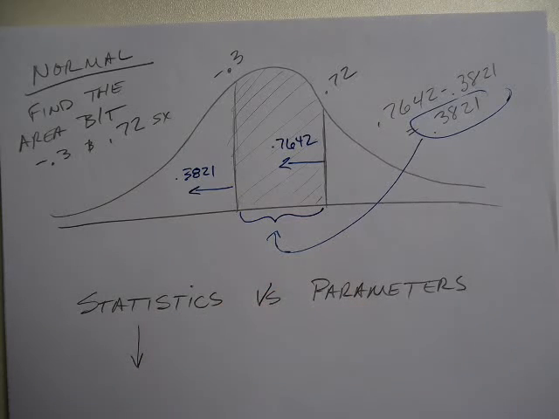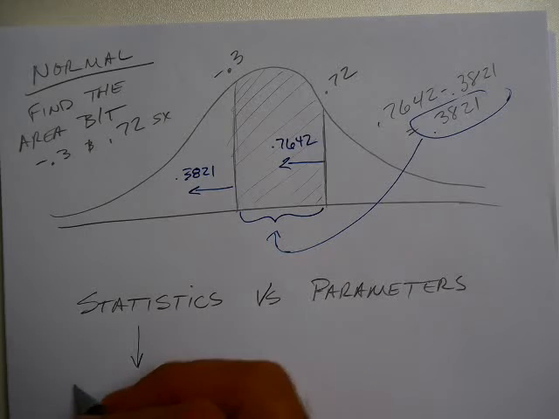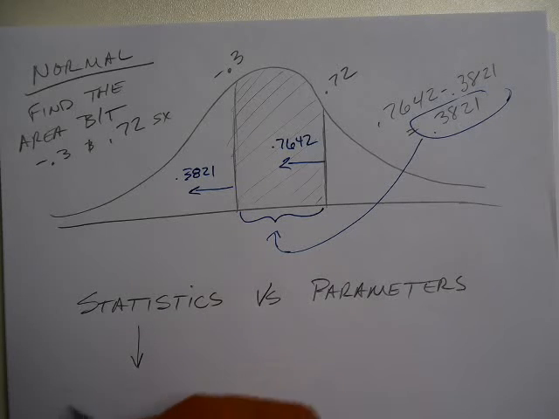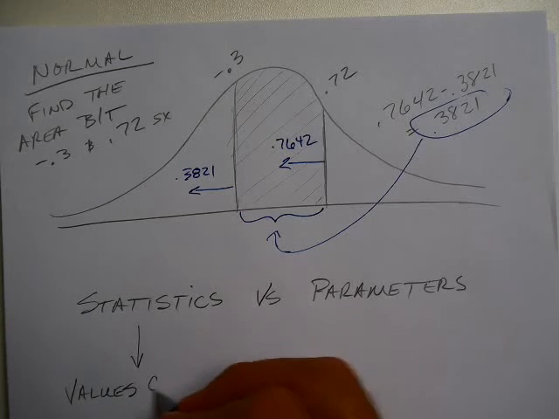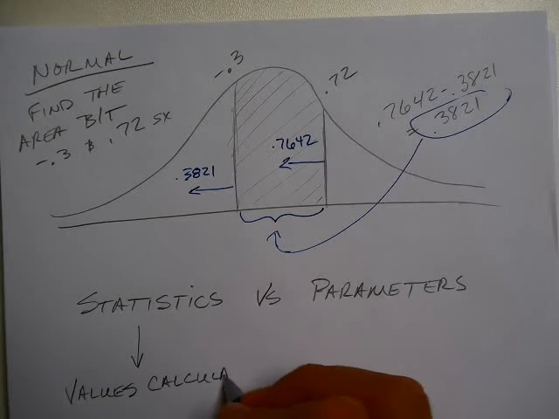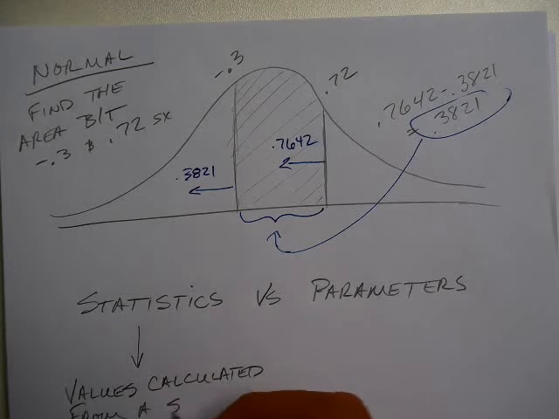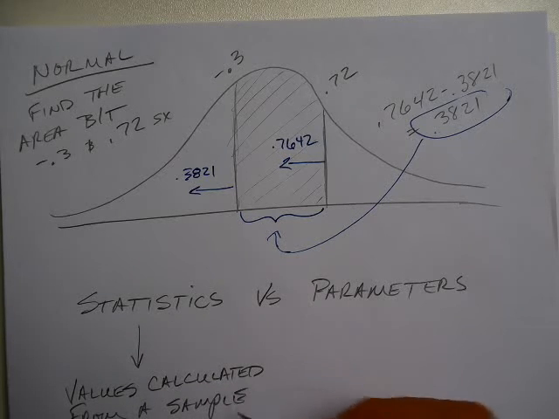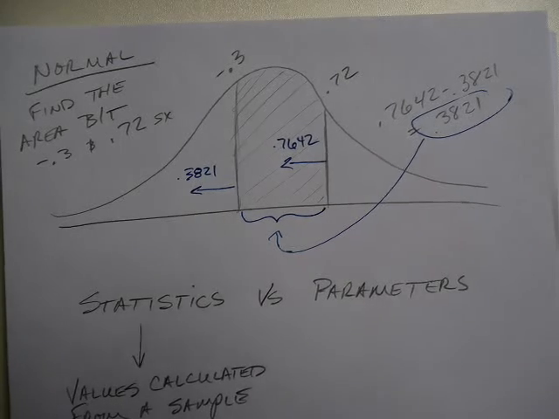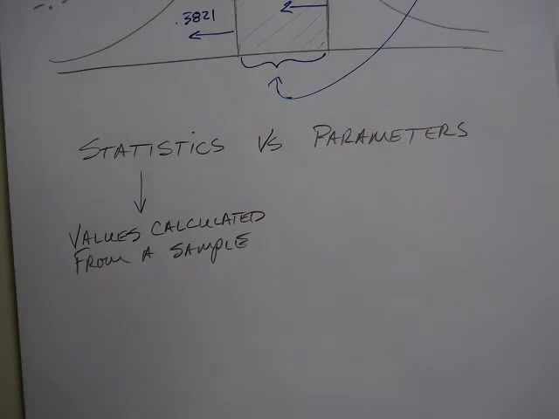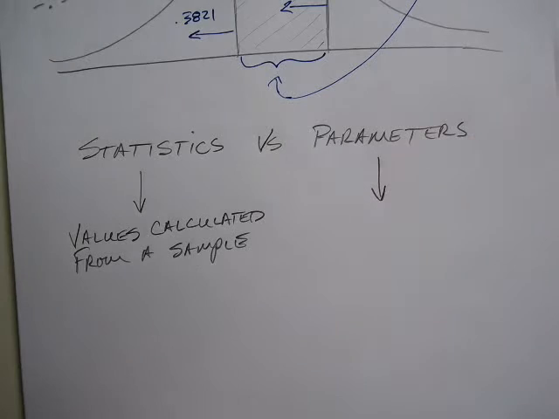Statistics, I think we've defined earlier, are values calculated from a sample, or data. Let's just go with values. There's lots of things that are statistics. Values calculated from a sample. A parameter are values from a population.